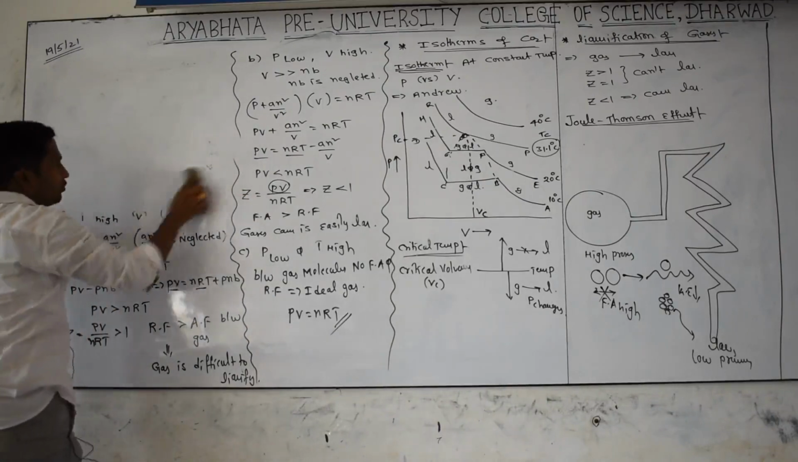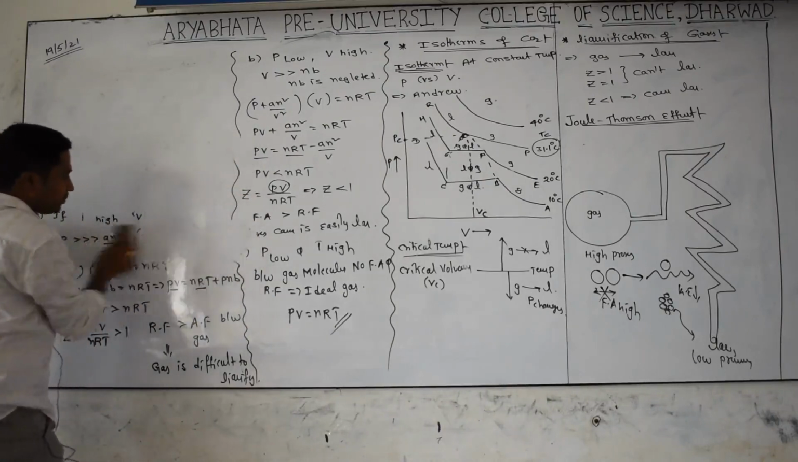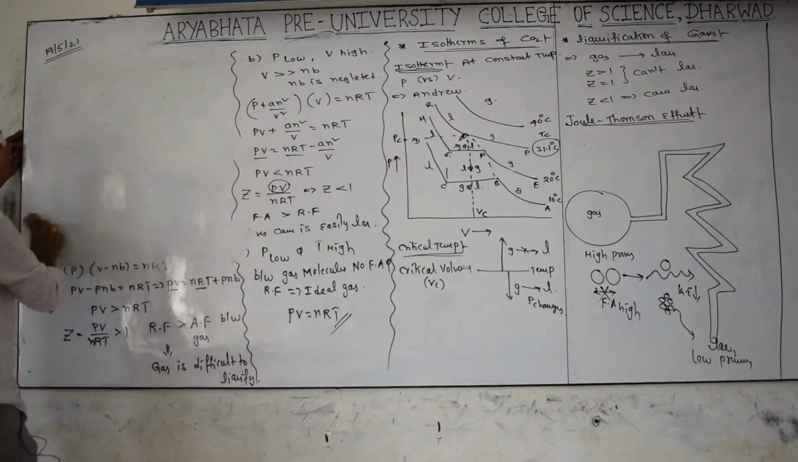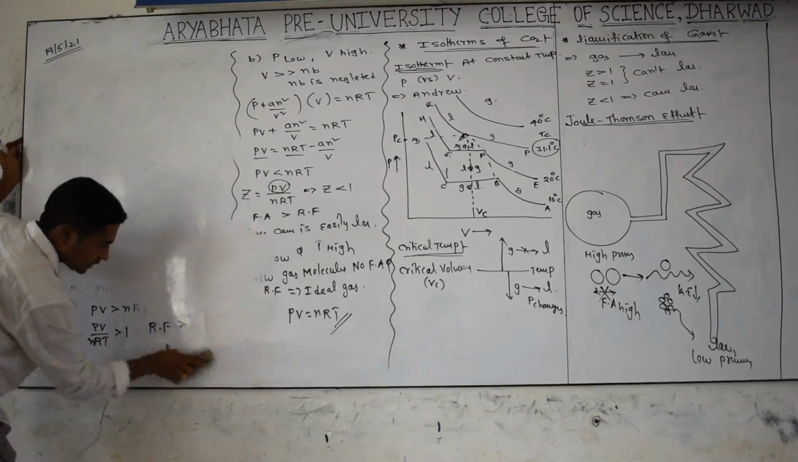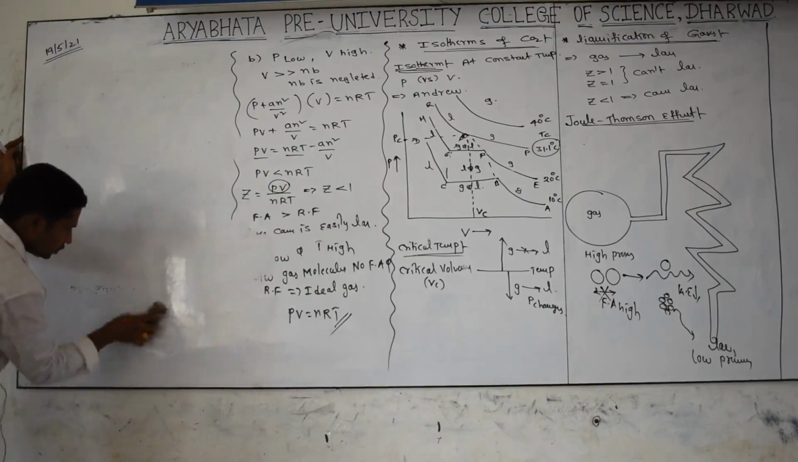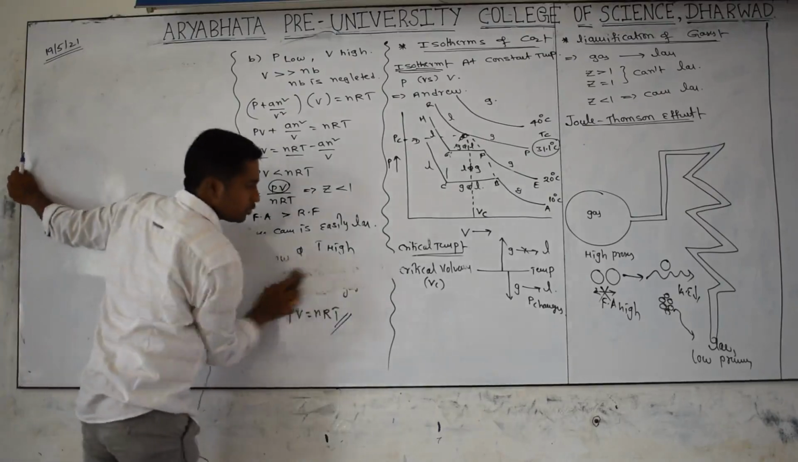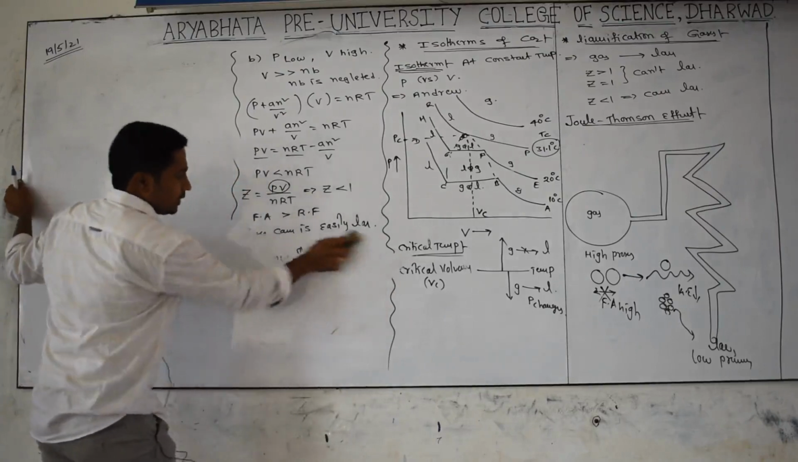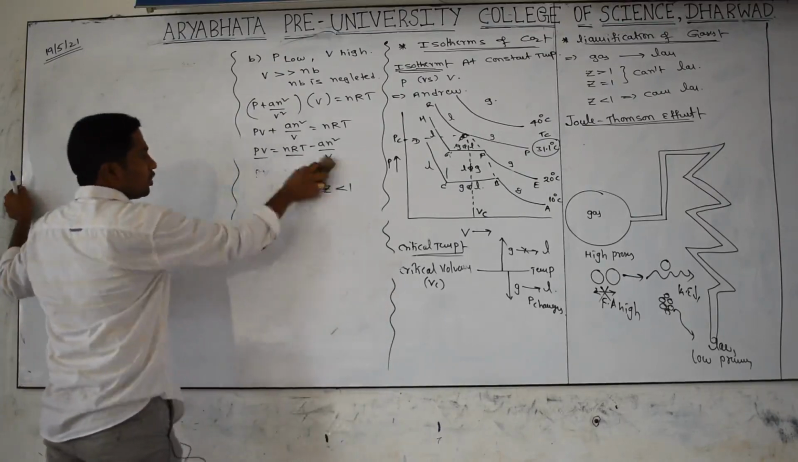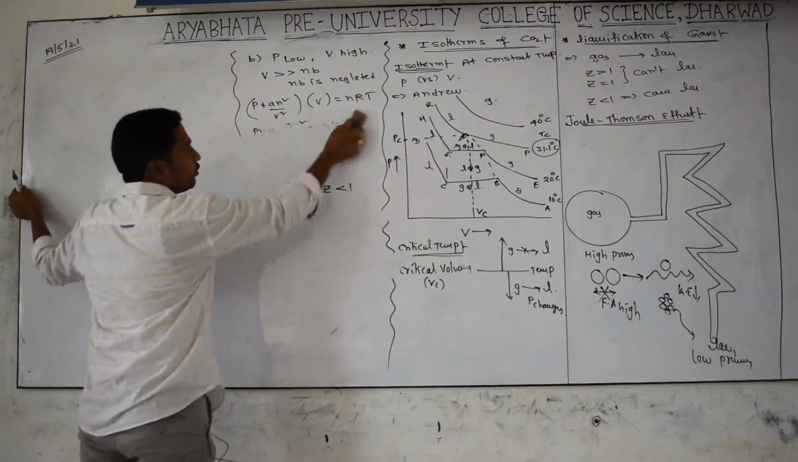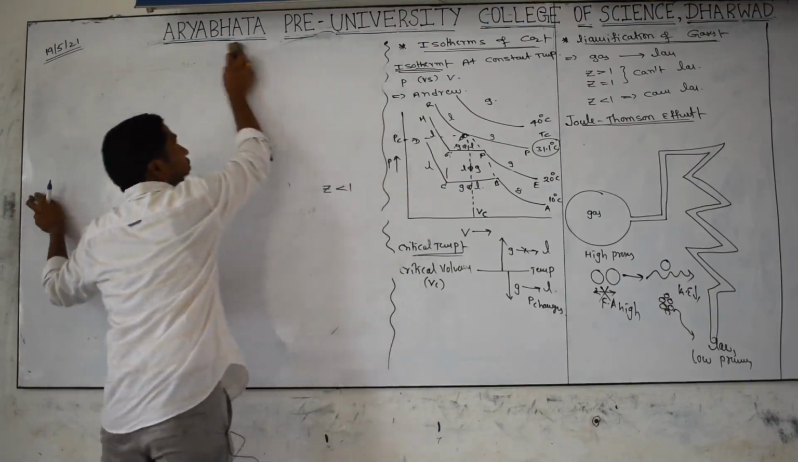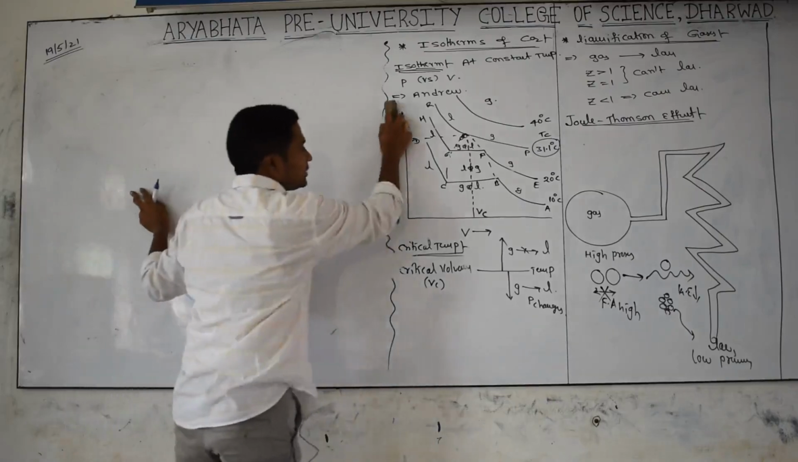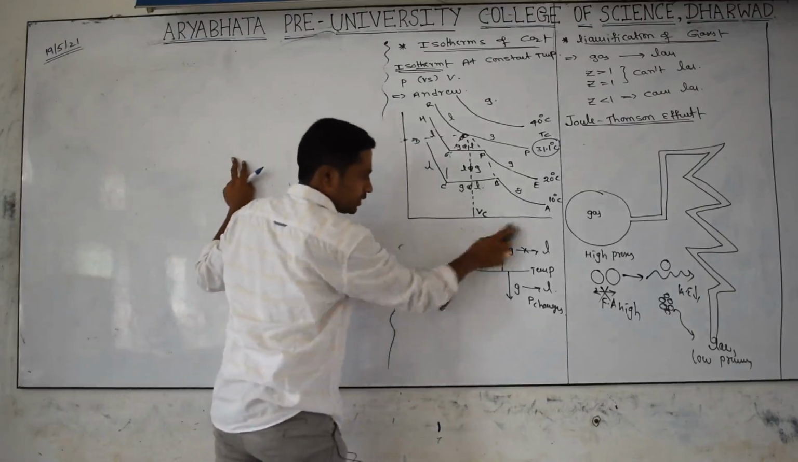What is the meaning of critical temperature? Below that temperature, a gas can be converted into liquid by changing pressure. Above that temperature, whatever you do, the gas cannot be converted into liquid. At critical temperature, the occupied volume is called the critical volume. At critical temperature, the pressure exerted on the gas is called the critical pressure.